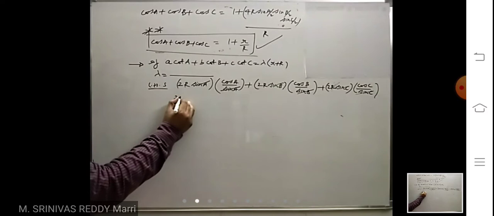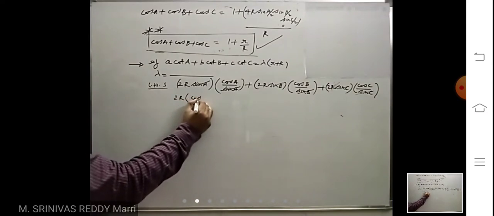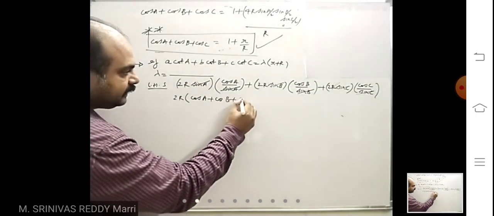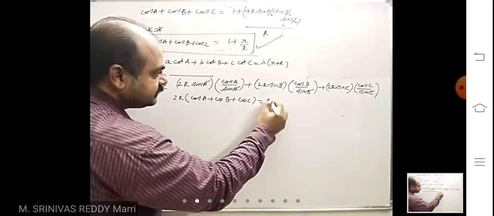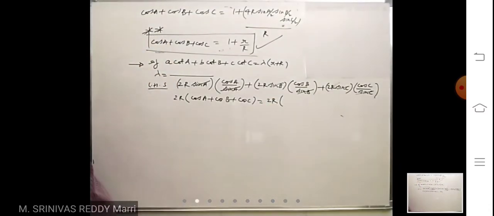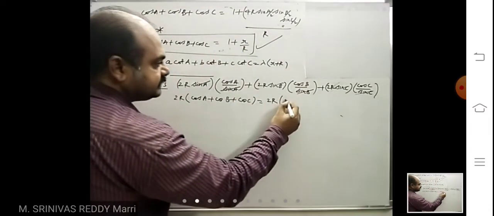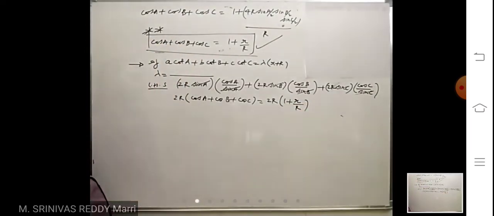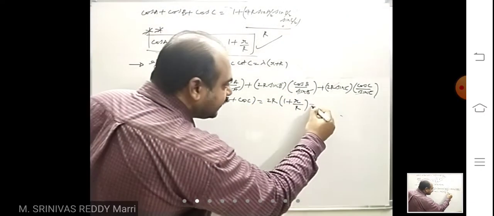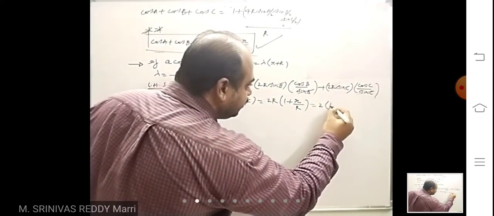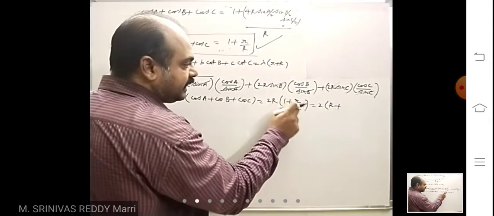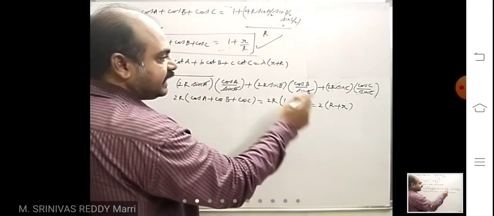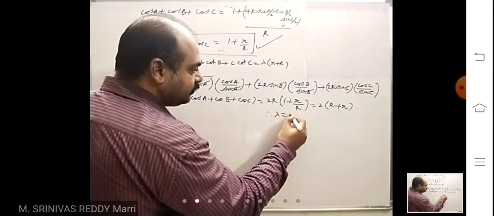Now take 2r common from all of them: cos A plus cos B plus cos C. So this is nothing but 2 capital R into cos A plus cos B plus cos C, which is nothing but 1 plus small r divided by capital R. Now multiply this R inside. So 2 into capital R plus capital R into small r by capital R, means this is the one. Therefore lambda is what? 2.